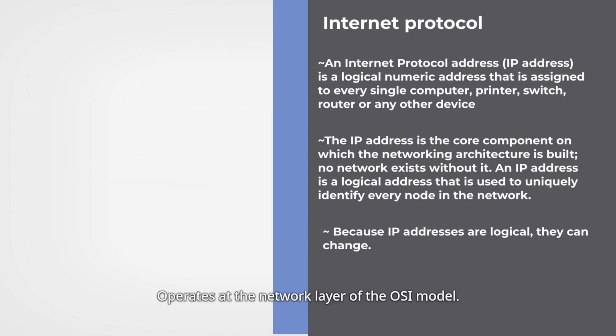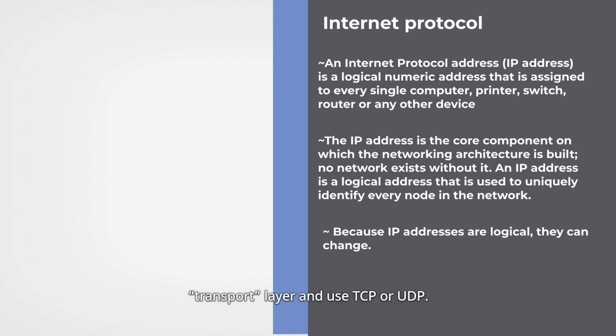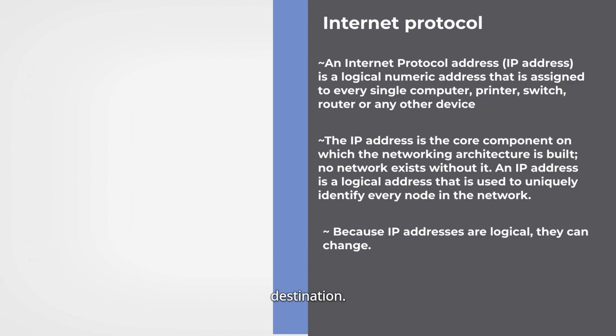Some of its characteristics are: it operates at the network layer of the OSI model. It is a connectionless protocol. IP itself does not set up a connection. In order to transport data, you need the transport layer and use TCP or UDP. Every packet is treated independently. There is no order in which the packets arrive at their destination.